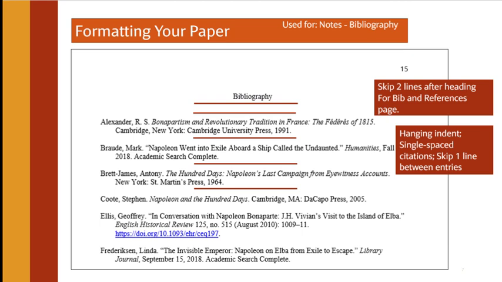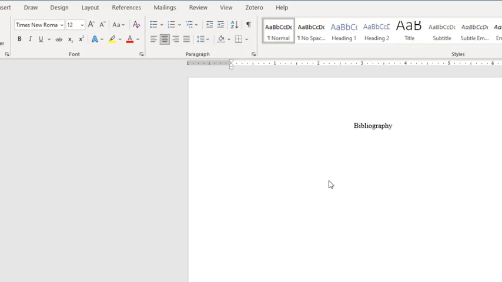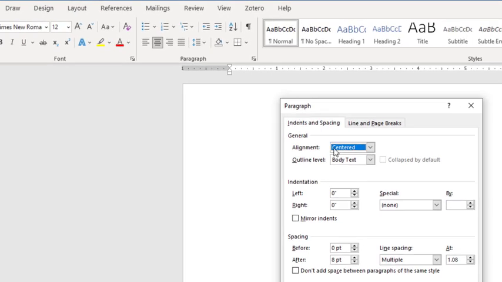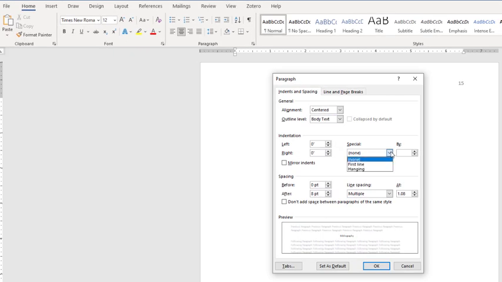If you have 2 entries with the same author or authors, continue to alphabetize by title, ignoring any initial articles such as a, an, or the. Note also that bibliographies use a hanging indent, which means that the first line of the entry is flush left with all remaining lines of the entry indented. This is an animation for creating hanging indents in Microsoft Word. Word processing programs often have a special setting for a hanging indent.